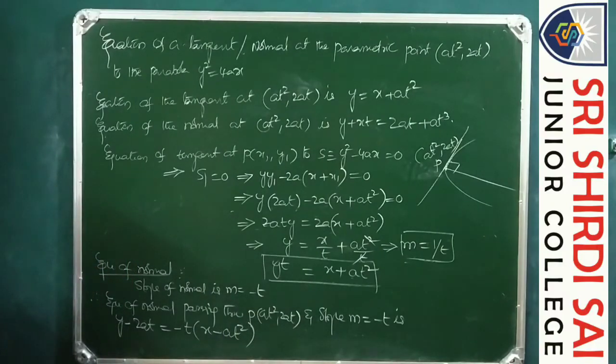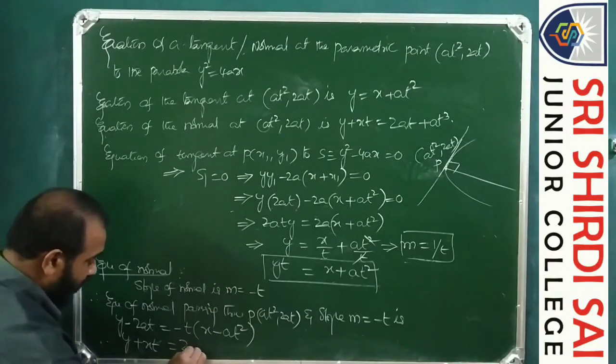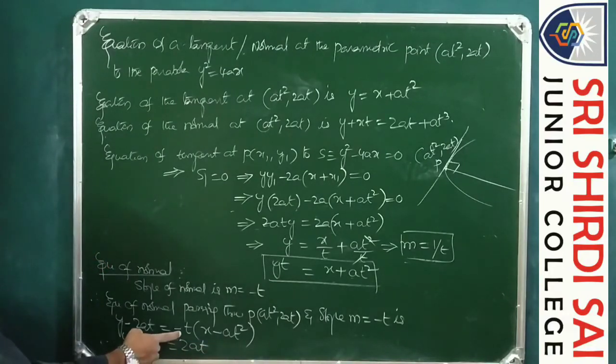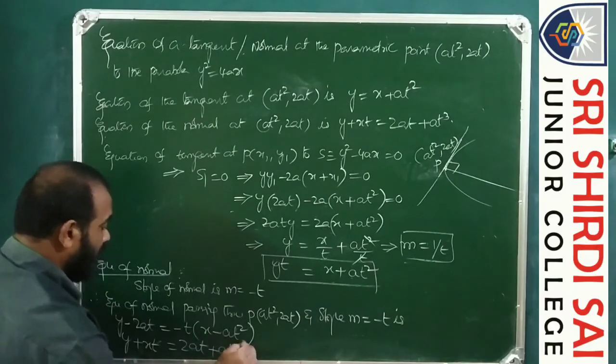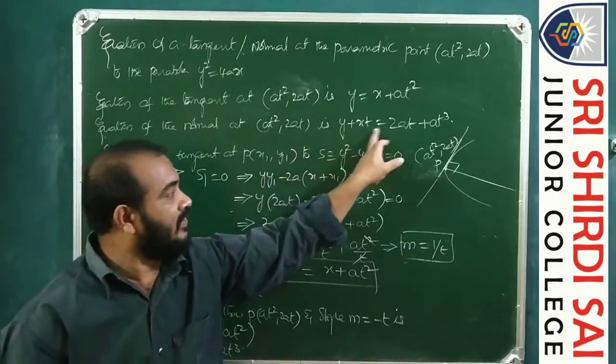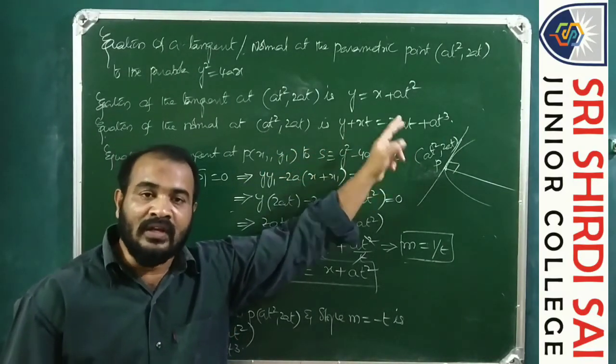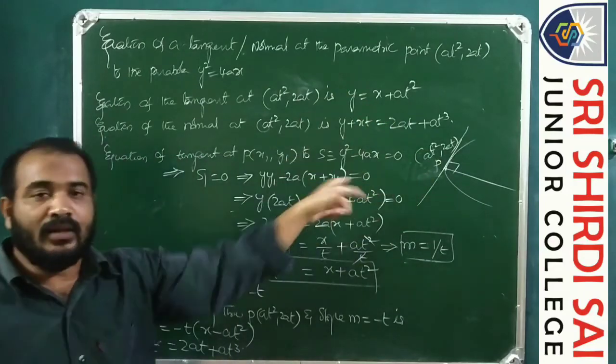So y equals minus xt. Minus xt, if you bring it here, is plus xt. y plus xt equals this, and minus 2at, if you transpose it to the other side, is plus 2at. This is minus t into minus at², which is plus at³. So y plus xt equals 2at plus at³ is the equation of the normal at the parametric point.